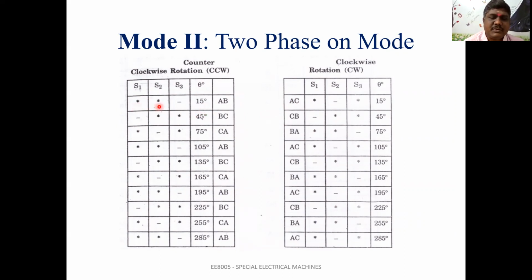So S1 S2 energizing alone is 15 degrees, and also S2 and S3 will be 45 degrees. Here also we can say clockwise and counterclockwise direction, and also S1 and S3 again. First one will be 15 degrees and the next one will be in between what we had in the previous one. Between 0 to 30 it will be present, and between 30 to 60 it will be present. If you are giving the excitation for two phases, this is two phase excitation, which comes under mode 2.